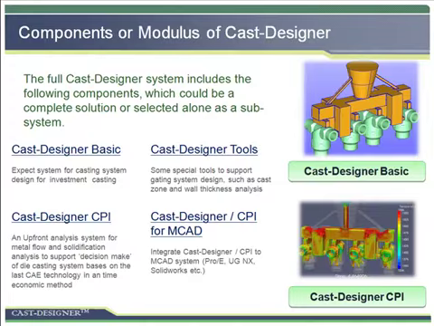The full Cast Designer system includes several modules, which can be a complete solution, or be selected alone as a subsystem. The major modules include, the first one, Cast Designer Basic, which is an expert system for riser and gating system design. The second one is Cast Designer CPI. Cast Designer CPI is an upfront analysis system for metal flow and solidification analysis to support decision-making for the casting system, based on the latest CAE technology and a time-economic method.